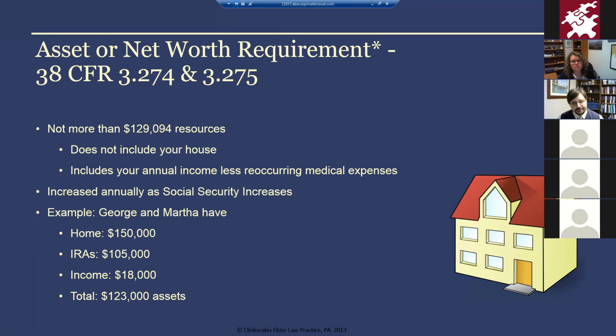So, for example, if we have George and Martha, they have a home of $150,000. They have IRAs of $105,000. They have income every year of $18,000. So we add all of that up, but notice we exclude the home. They have total assets of $123,000 and meet that asset or net worth requirement.